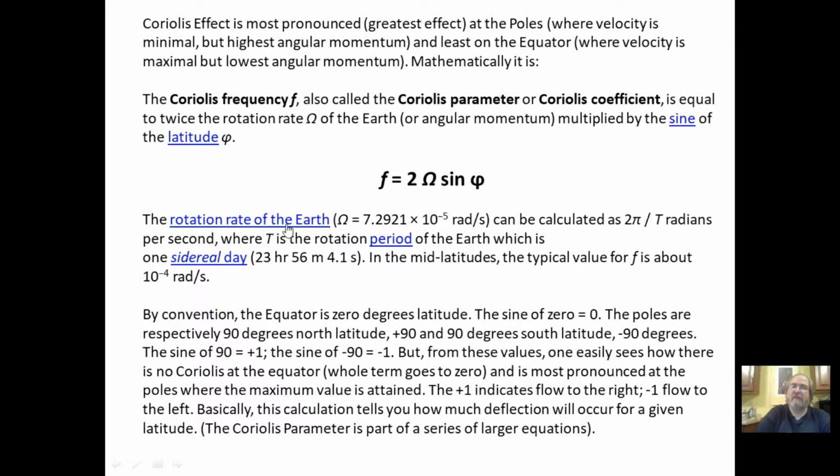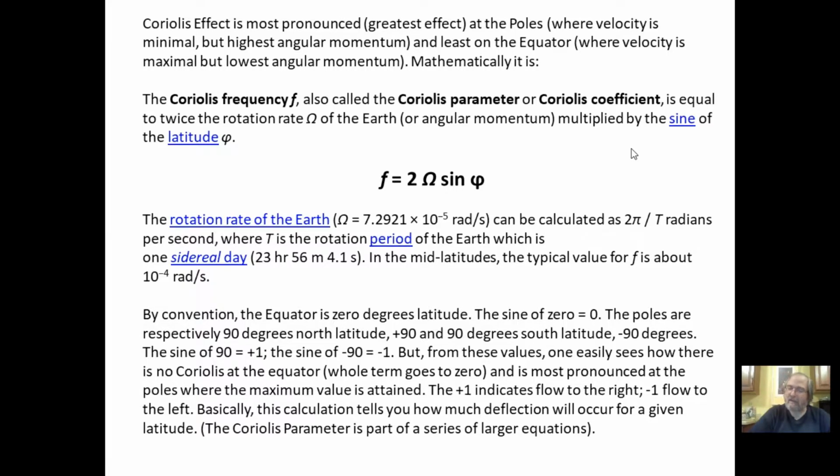The rotation rate of the Earth, omega, is, if you want to round it, 7.3 times 10 to the minus 5. This is in radians per second. Now, we measure angles in radians, not in degrees. If you want to convert from radians into degrees, you multiply by 180 over pi. If you want to go from degrees to radians, you multiply by pi over 180.